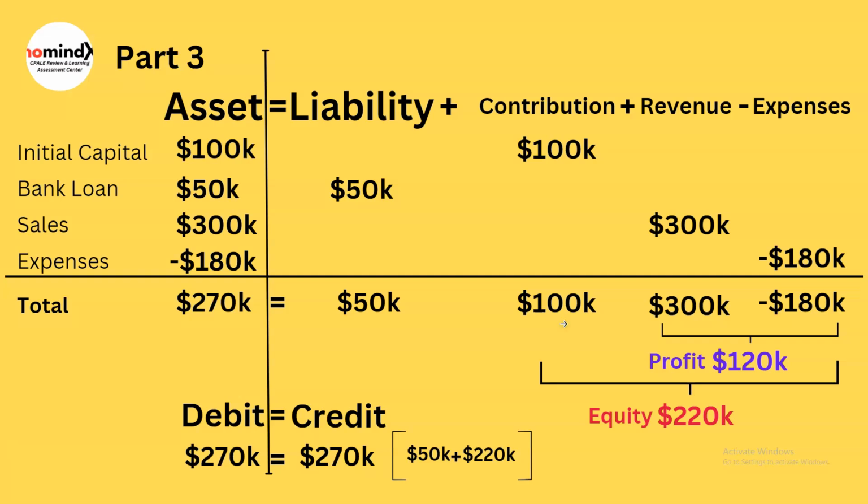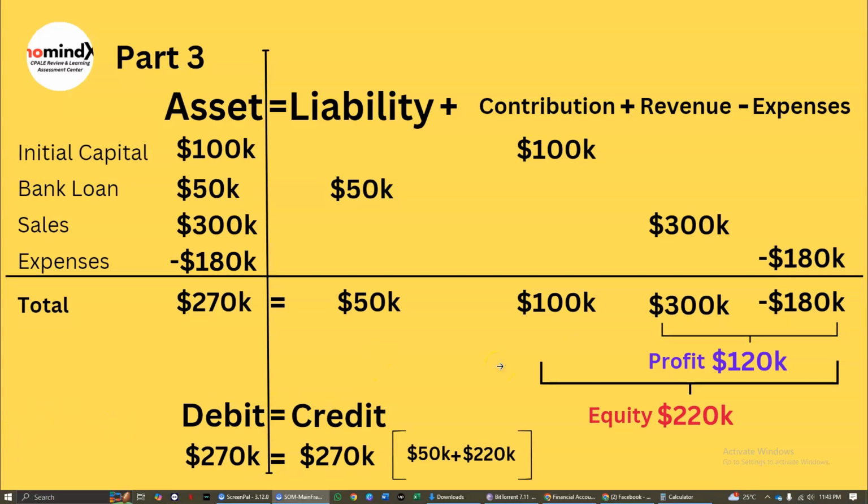So we can understand more about this expanded equation by having some transactions for demonstration purposes. For example, for initial capital, we have 100,000 in here, and we put that as part of the asset, and that's part of the contribution. So our debit and credit in this transaction are equal. Bank loan, we put that as part of the asset, and on the other side, a liability. Sales, we put that as part of the asset.